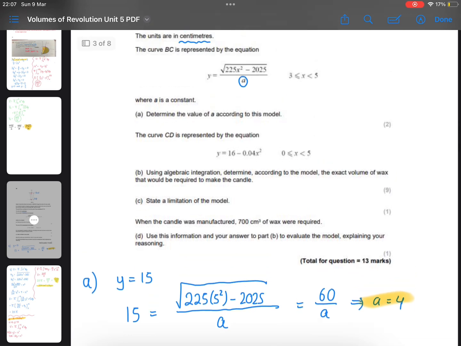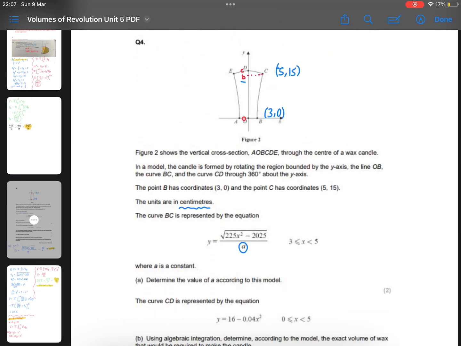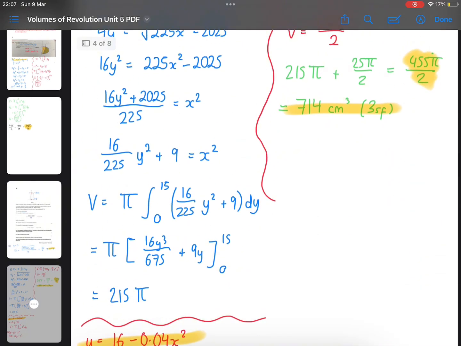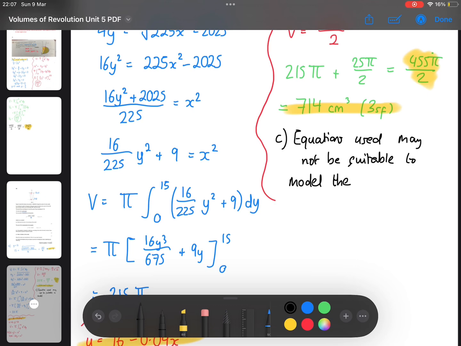Whenever they ask you to do this in a volumes of revolution question, there are a lot of possible answers which would be acceptable, but one of the safest ones to go for is that it's not necessarily possible to model that situation using the equations that they've given. So, equations used may not be suitable to model the candle.